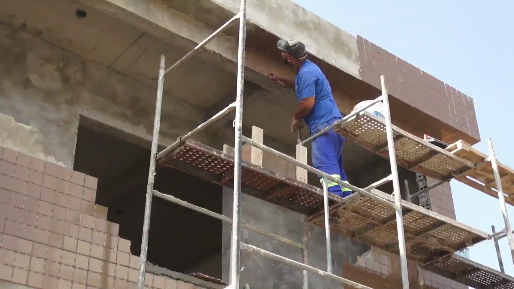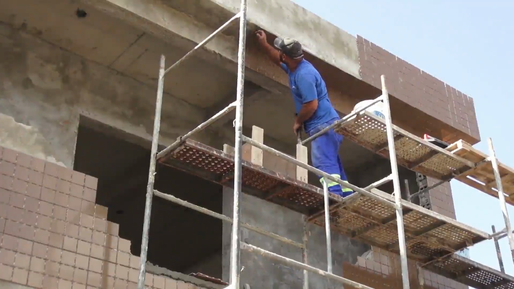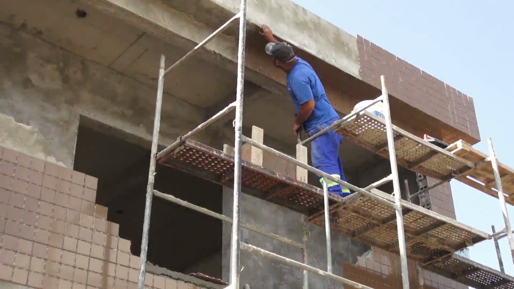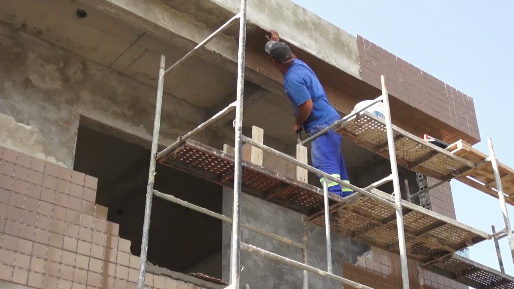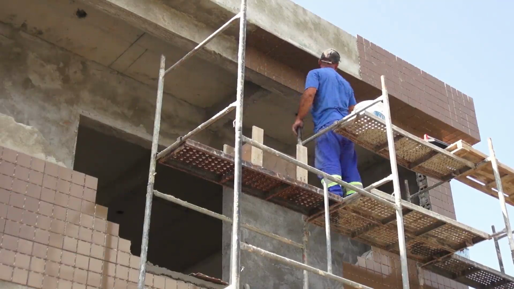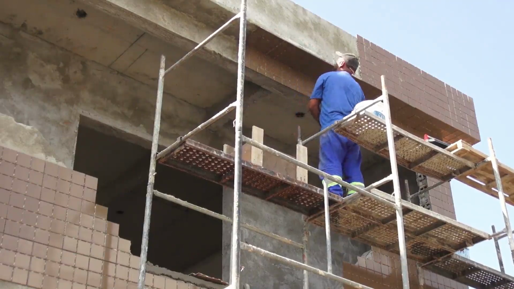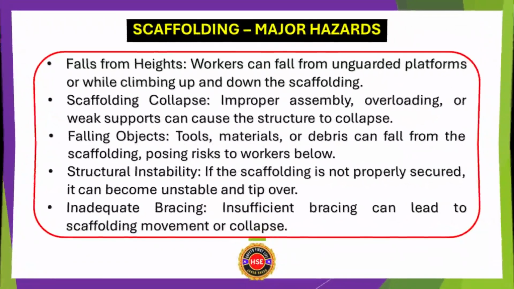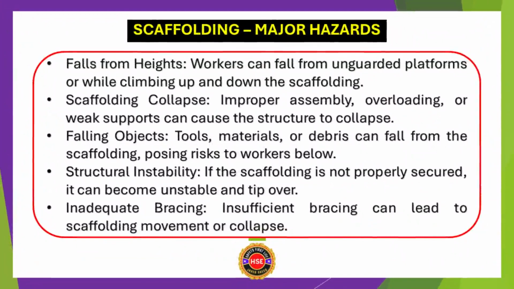What are the major hazards in scaffolding? In the use, erection, dismantling, shifting, or the rearrangement of scaffolding platforms, major hazards may include: number 1, falls from heights. Workers can fall from unguarded platforms or while climbing up and down the scaffolding.